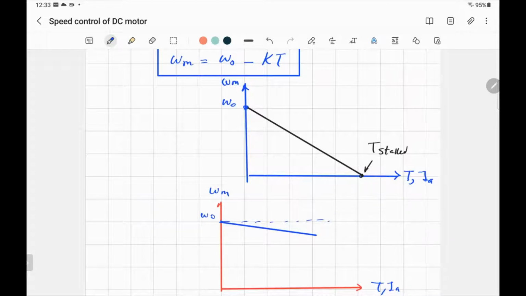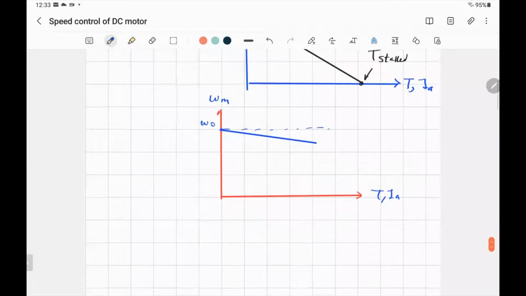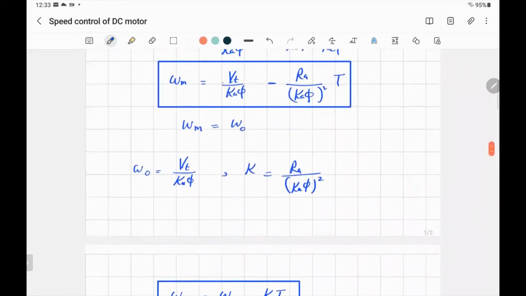Okay. So that's the characteristic of the speed and torque, and the equation that we just explained: omega m equal omega naught minus K T. And the slope is very small as well. And of course, if you want to calculate the omega naught, the no load speed, it's very easy. We got the equation here.